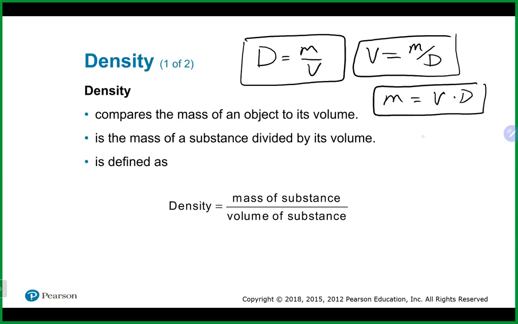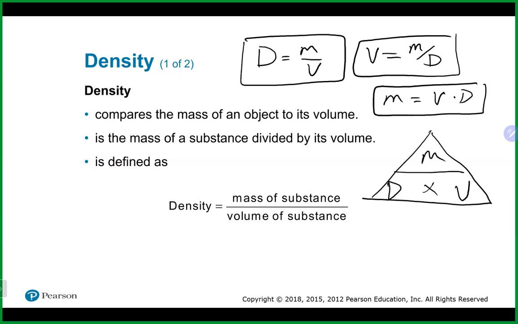Some people remember the DMV triangle. Everybody loves the DMV. Unless you're going to the DMV, maybe. I don't know. It's good times. All right. So density is mass over volume. Volume is mass over density, or mass is volume times density.